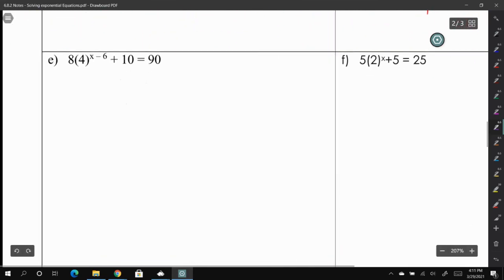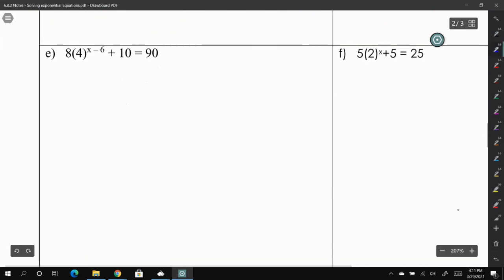Now letter E, there's a lot going on in letter E. We need to get 4 to the x minus 6 power by itself first. So we'll subtract 10.